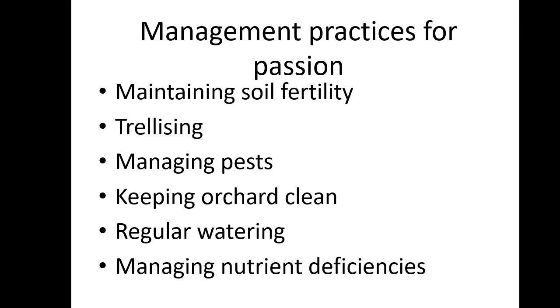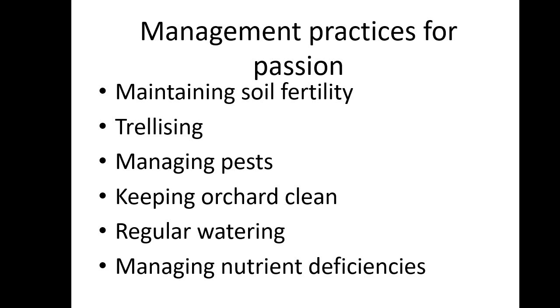So our management number 1 is managing the soil fertility. Trellising, as I started by saying, the plants, the vine fruits, they have a tender stem, so we have to make them grow in a particular direction so that they don't make a bush, and that will be easy in other management practices like management of pests, spraying, and all that.